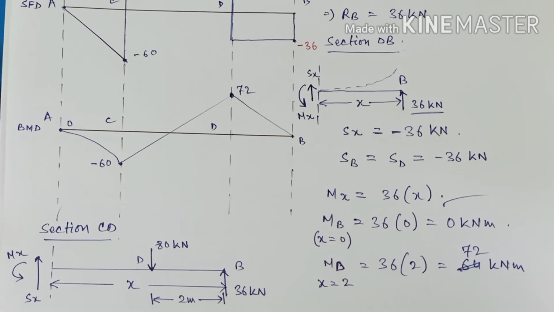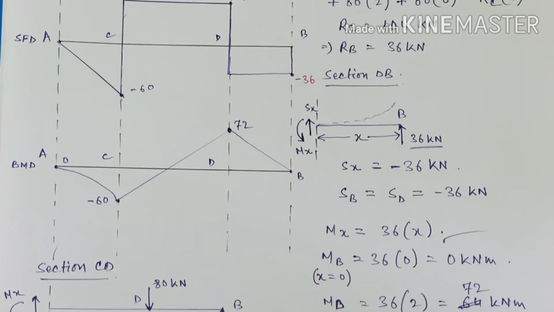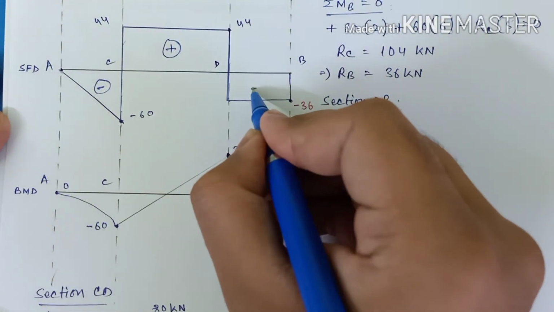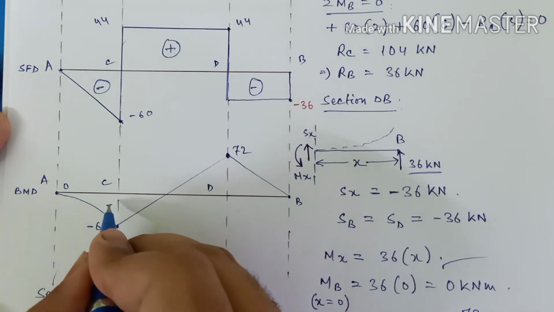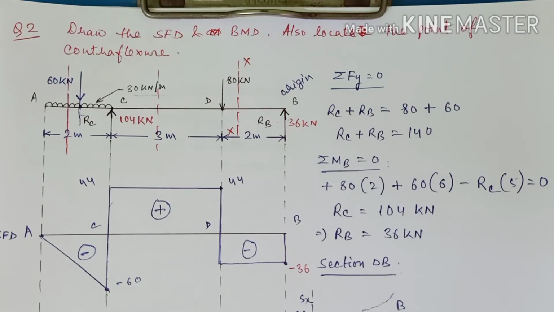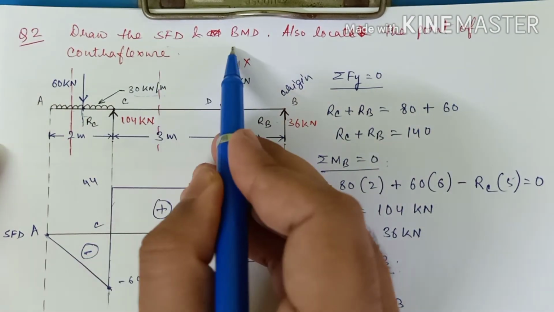Okay, so this is 0. This is how you draw the shear force and bending moment diagrams. This part is negative shear force, and this much is positive shear force. So the first part of the problem, the drawing of SFD and BMD, is done.